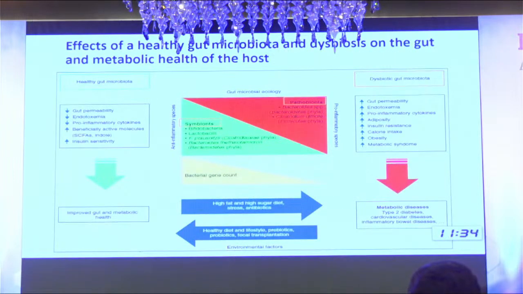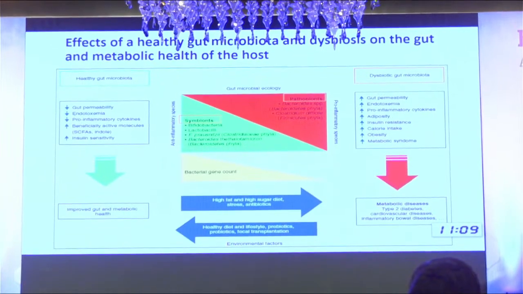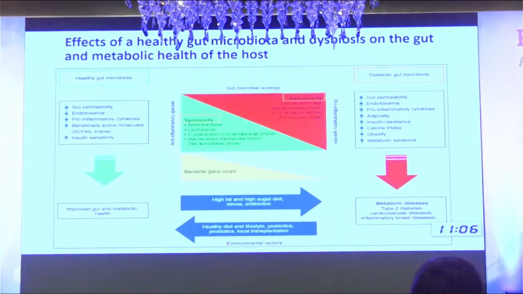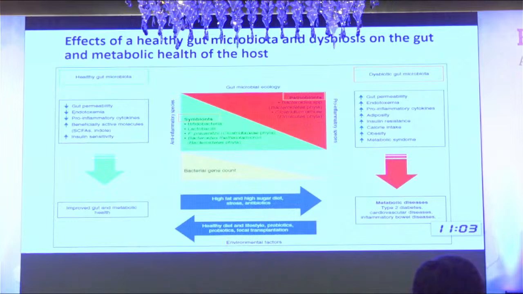Now, if you look at the effects of healthy gut microbiota and dysbiosis on the gut and metabolic pathways, on the left side you can see the healthy gut microbiota and what they can do, and on the right side the dysbiotic gut microbiota. These are what we call symbionts, which are helpful, and pathobionts, which are dangerous for us. Healthy gut microbiota decrease gut permeability, endotoxemia, and pro-inflammatory cytokines, and there is benefit in the production of short-chain fatty acids as well as indole acetic acid, and also an increase in insulin sensitivity, ultimately because of other factors like a healthy diet, lifestyle, prebiotics and probiotics. This leads to improved gut metabolic health.